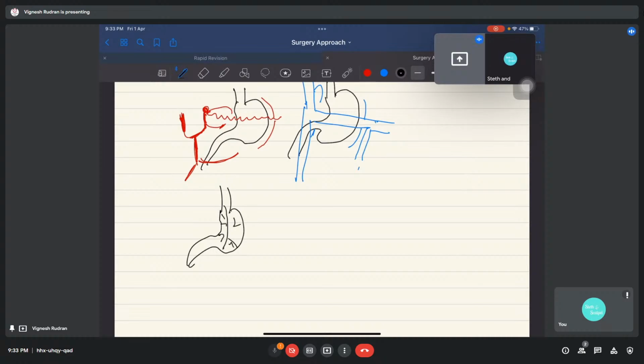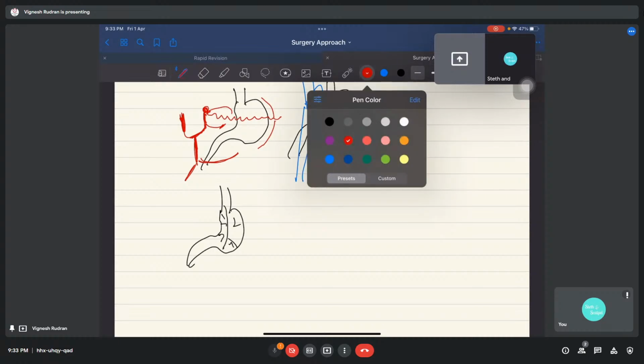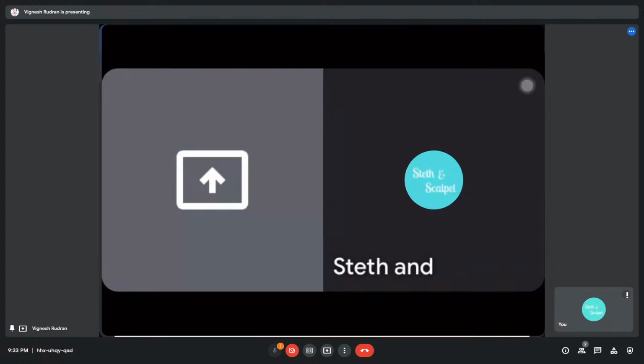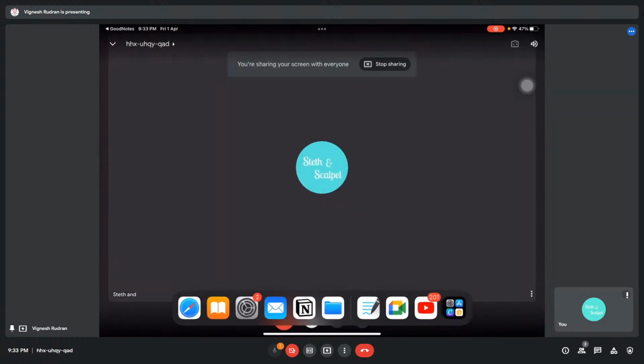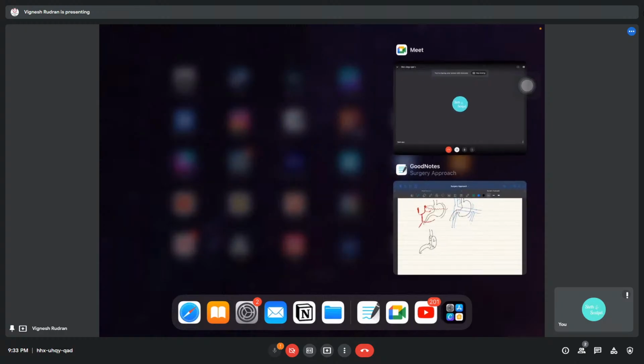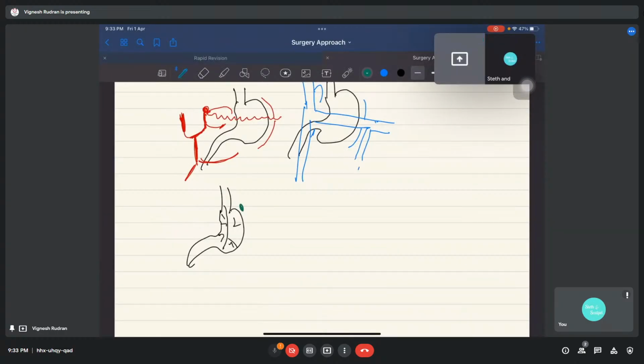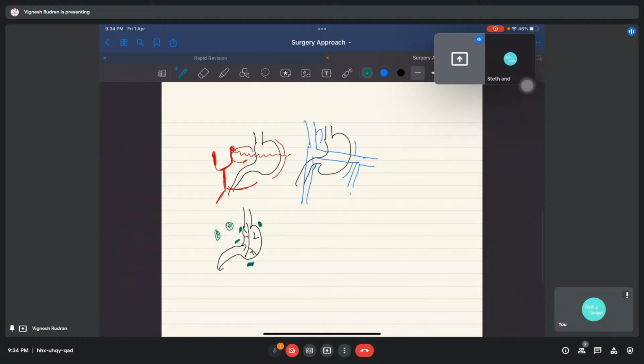You have pancreaticoduodenal nodes, one group of nodes over here, one group of nodes over here, one group of nodes over here, one group of nodes over here. These are your right and left gastric nodes. I think this is pancreaticoduodenal nodes, and everything will finally drain into the celiac node. You will have a group called hepatic node over here. So this is your lymphatic spread of the stomach.